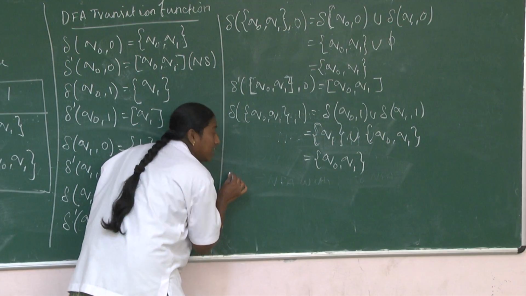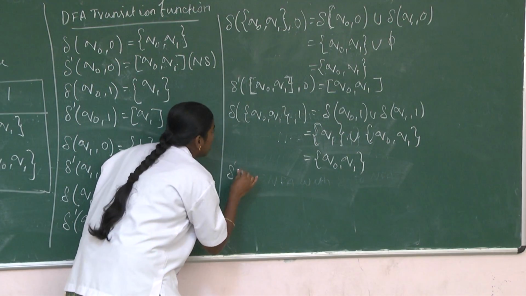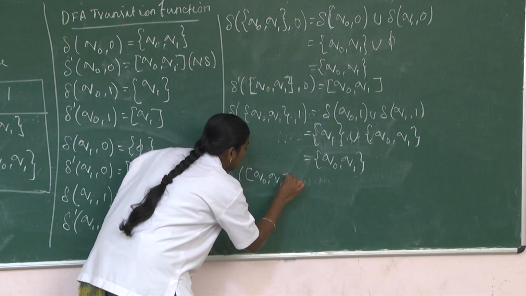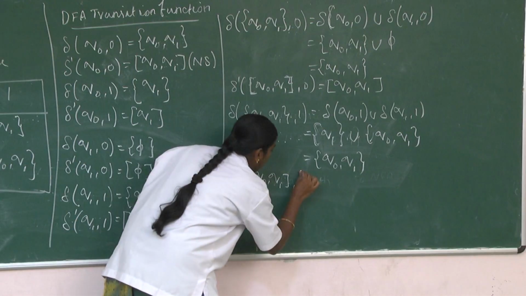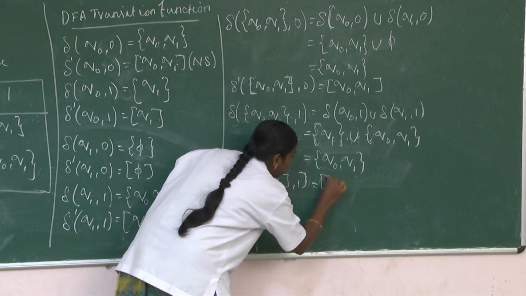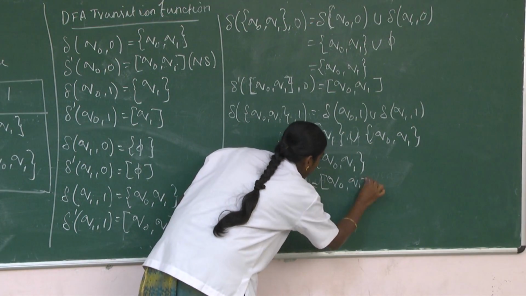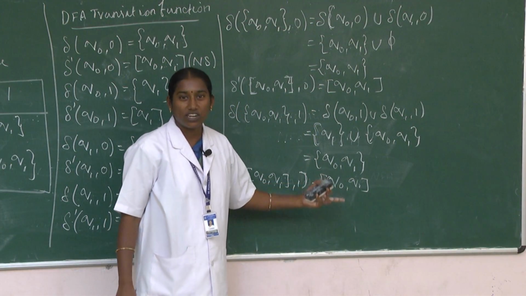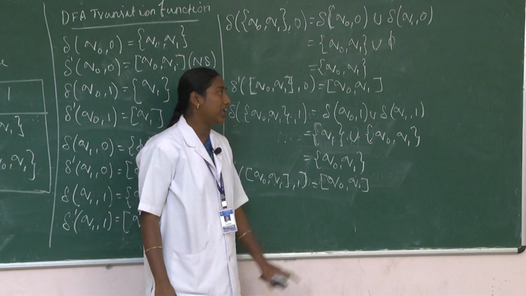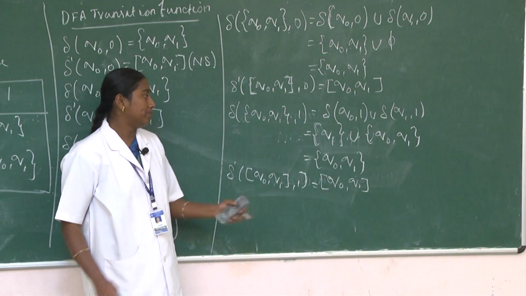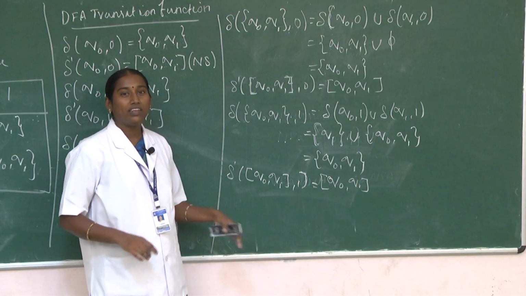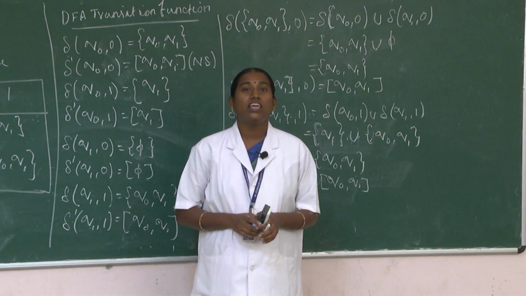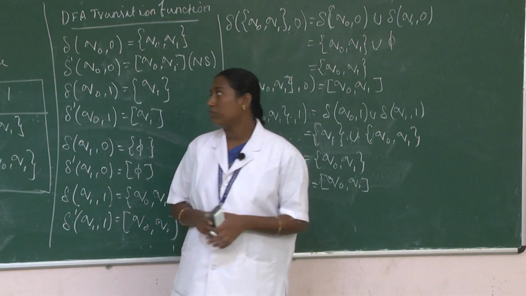So I am writing the transition function as delta dash. Delta dash of Q0 comma Q1 comma 1 will go for Q0 comma Q1. So I need to check whether the state already exists. Yes, it already exists, so it is not considered a new state now. So I have completed the DFA transition function. Now I need to draw the DFA transition diagram and table.